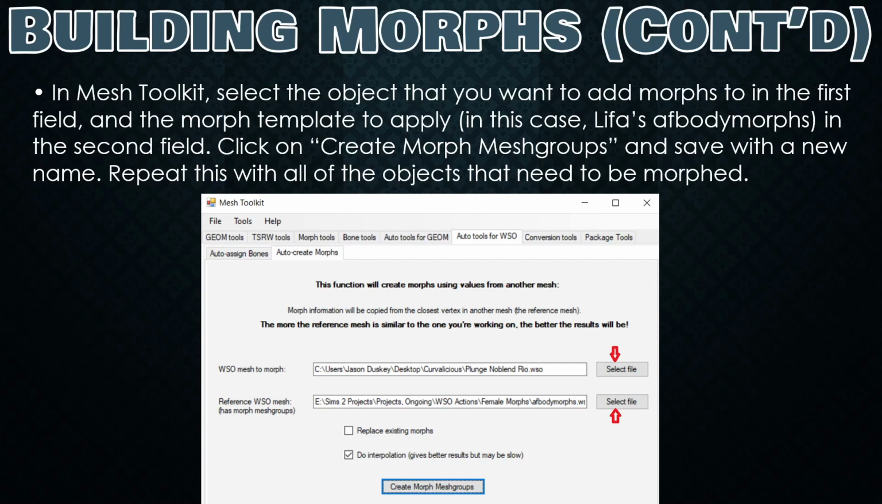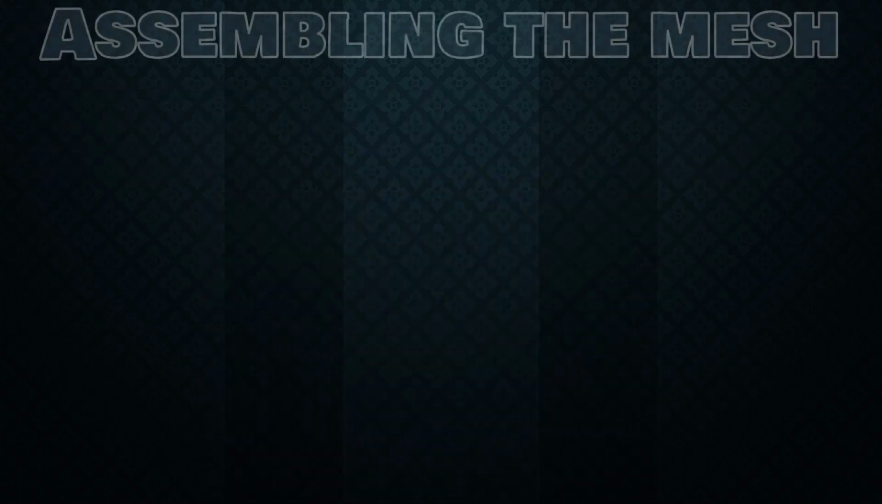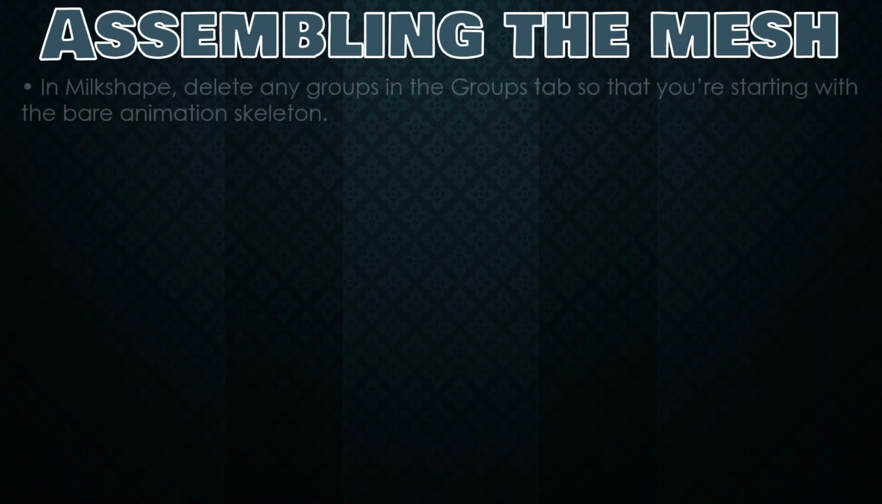So just as before, we load up the WSO to morph, the template that we're morphing it into, and we just bang on that Create Morph Mesh Groups button. And then we assemble the mesh.